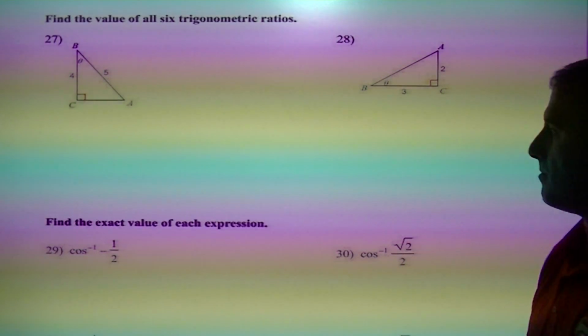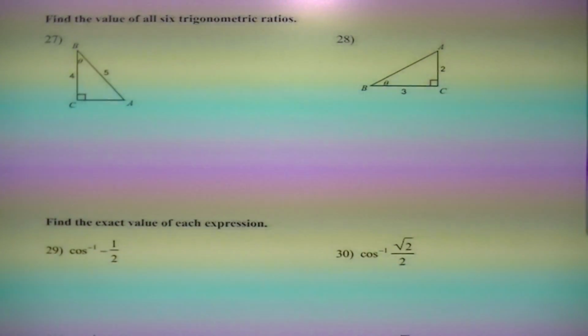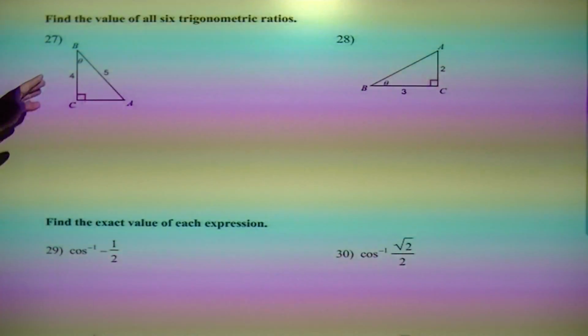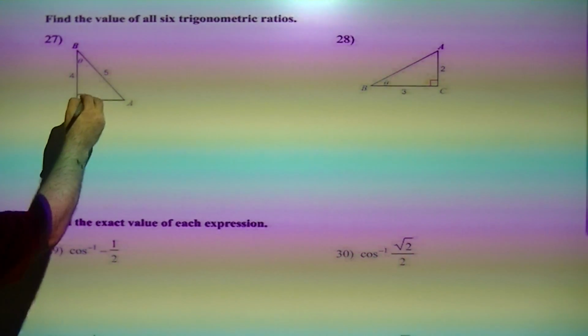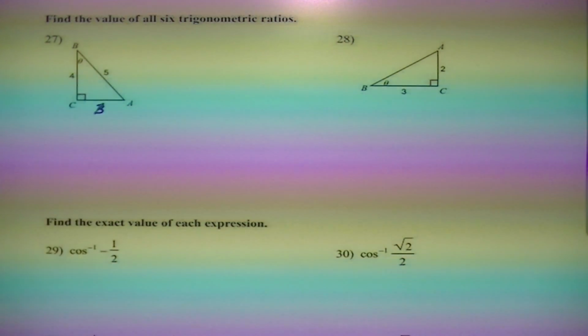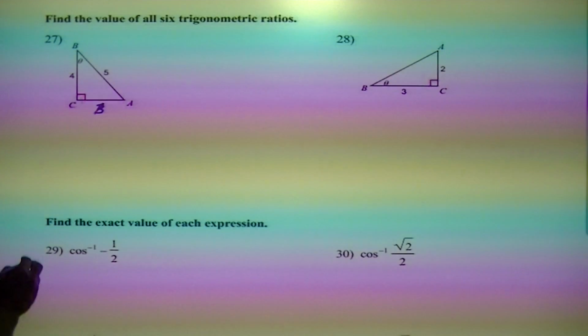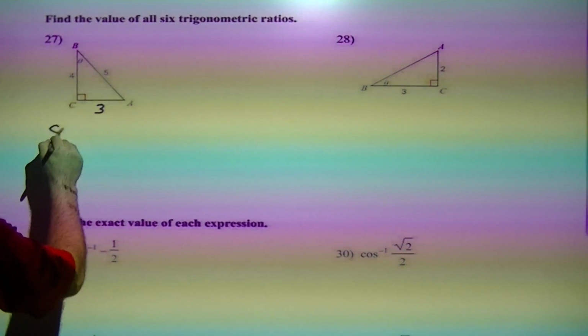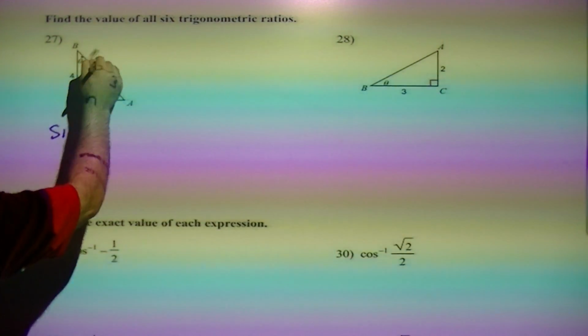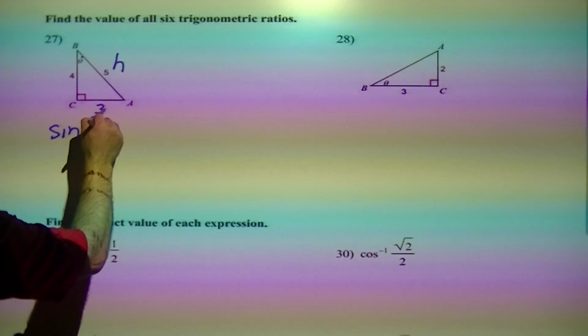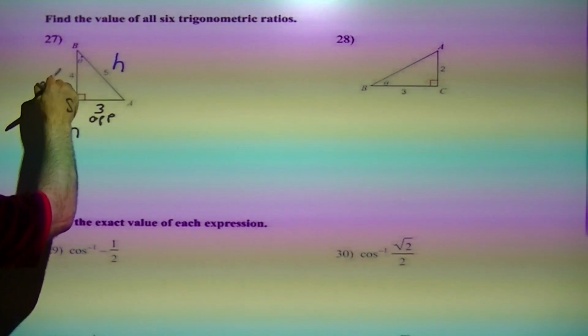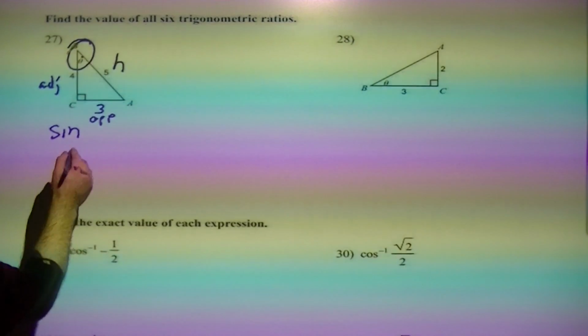All right, find the values of the 6 trig functions. Once again, I want to do something similar here. I want to do SOHCAHTOA, just in the interest of time. The missing side would end up being 3, from doing the Pythagorean theorem. Now what I want to do is label. This is the hypotenuse, this is the opposite, and this is the adjacent. Be careful when your reference angle's up in the corner like that.